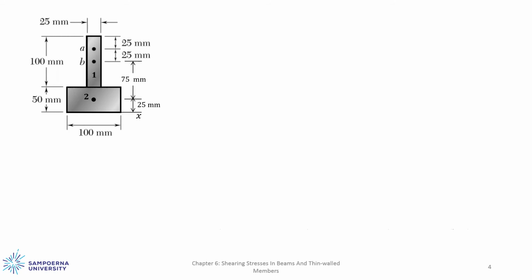Next, we will determine the location of the neutral axis of the cross-section. First, we divide the cross-section into two sections, 1 and 2, as shown in the figure. Then we get the area of each section. Then we define y cap. We set the reference at the bottom. Then y cap is the distance from the reference to the centroid of each section, and we get this value.